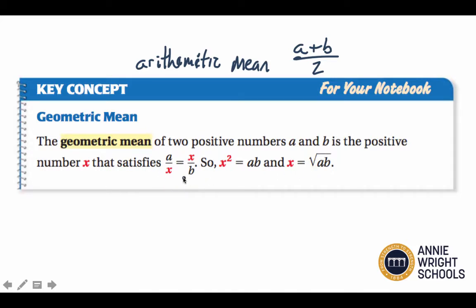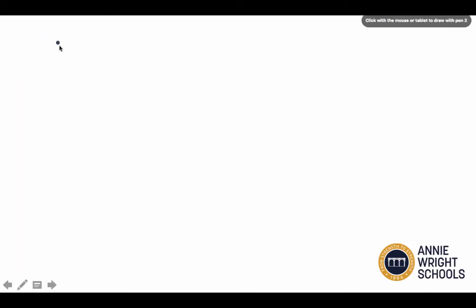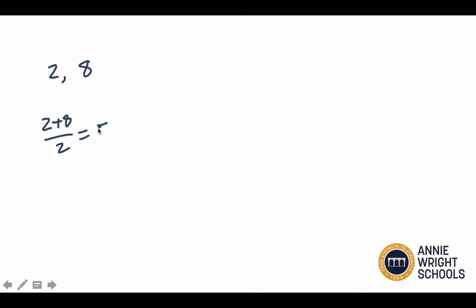It's set up with this proportion, which is why it falls in this chapter. So the common question you may have seen before is find the arithmetic mean between 2 and 8. And you would say 2 plus 8 is 10. 10 divided by 2 is 5. That's the arithmetic mean. Now I'm going to ask you to find the geometric mean. The geometric mean is the number such that 2 over x equals x over 8. And that's x squared equals 16, and that means x equals 4.